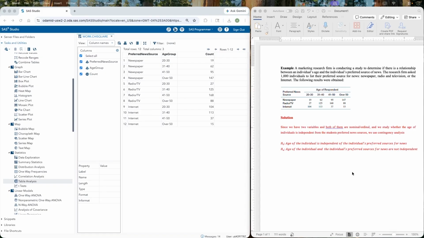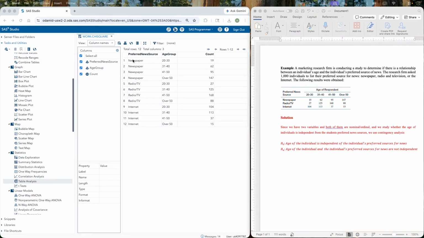Okay. So what I did first, I put this in an Excel sheet. I don't have the raw data, I only have the counts. So I arranged the data format, which is the row, column, and the count. The question is, for the preferred news source and the age group, which one is the independent and which one is the outcome? The age group is the independent one. The preferred news source is the outcome that we're expecting people to choose from.